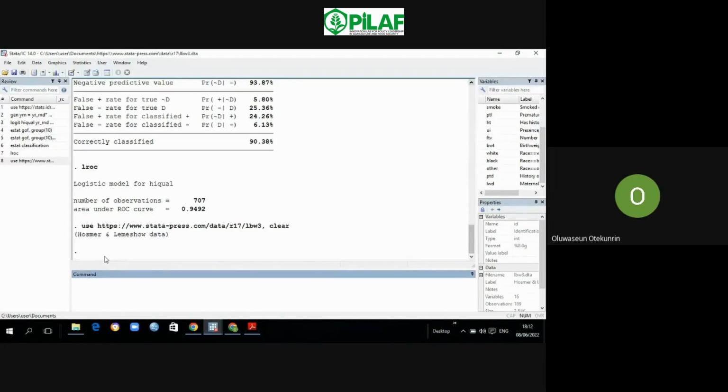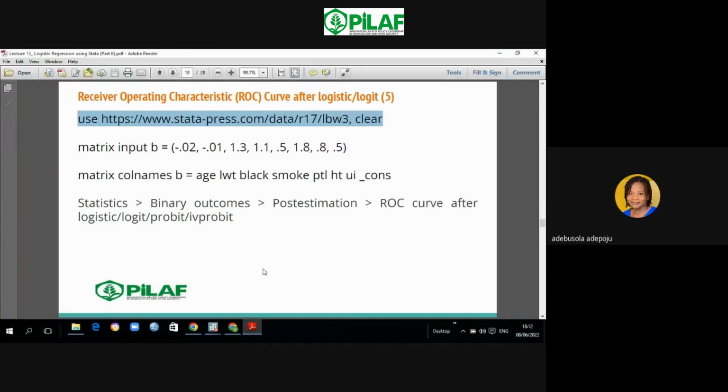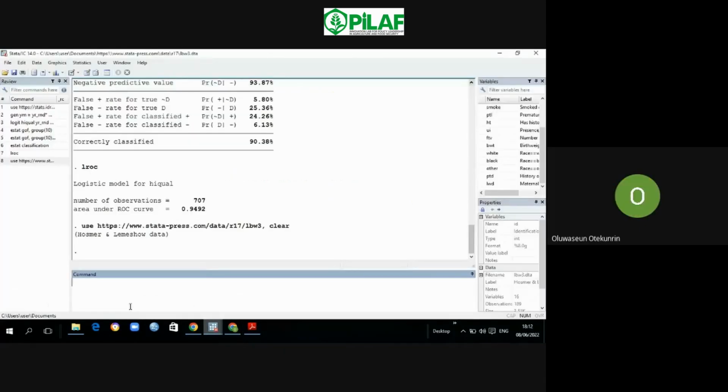Have you been able to paste that link into the Stata command window? Which link, ma'am? Go to slide 18 in our lecture notes, the first one that starts with HTTPS. Copy it and paste it in the command window. Make sure you are online. Have you been able to do that? Yes, ma'am. Okay, thank you.